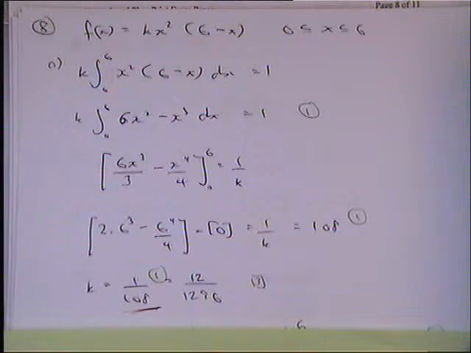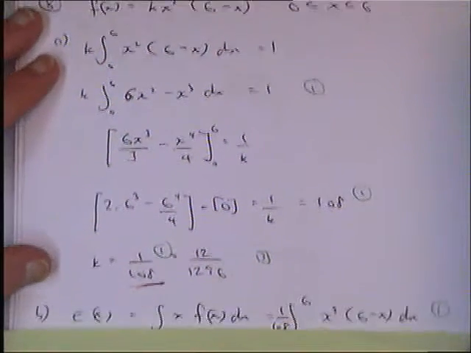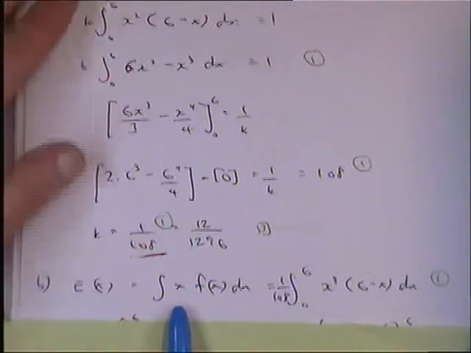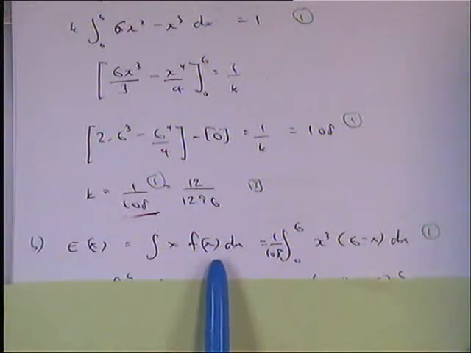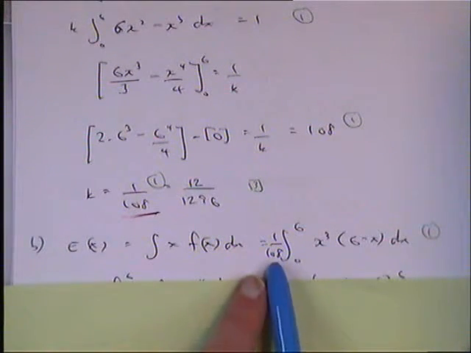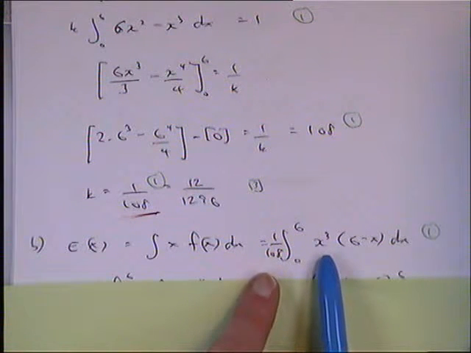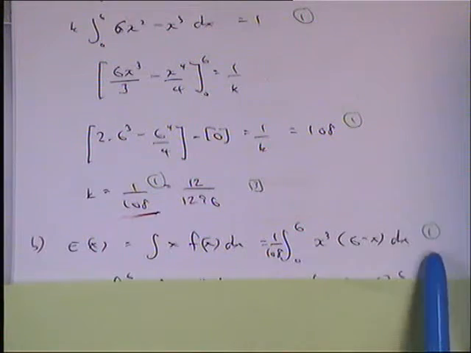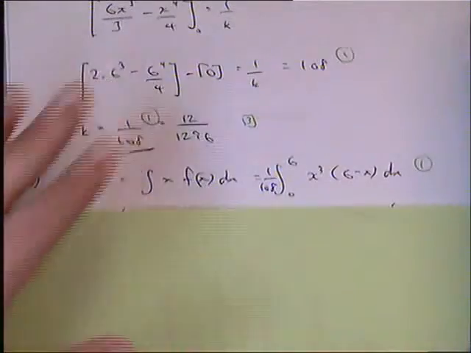Part B was where we had to find the expectation of x. The expectation of x is the integral of x times the function. So over here I brought my k outside, I've increased the power on x because I'm multiplying by x, and now I need to do this integral. There's 1 mark for having that written down.